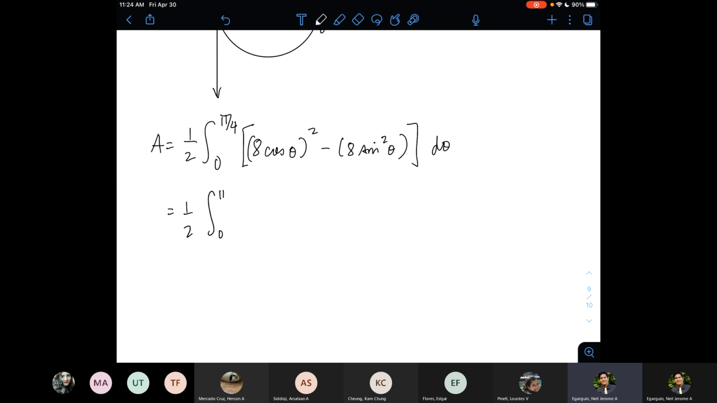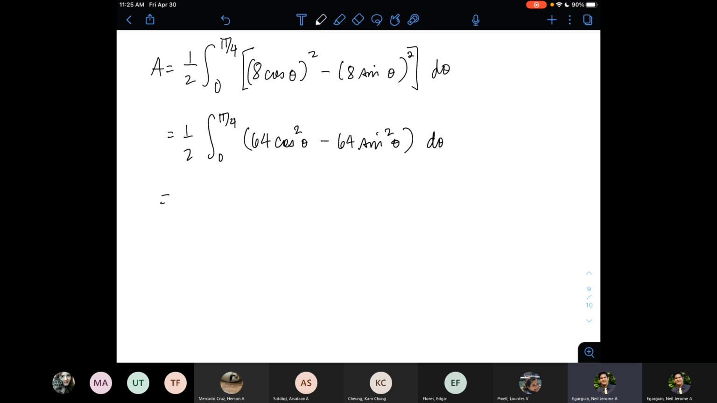So this would be the integral from 0 to pi over 4 of 64 cosine squared theta minus, oops, I have a typo here. The square should be right outside the entire r. So this would be minus 64 sine squared theta, all multiplied by d theta. And then I can factor out the 64 all the way out of the integral. So 64 over 2 is 32, times the integral from 0 to pi over 4 of cosine squared theta minus sine squared theta. Don't forget to enclose them in parentheses.